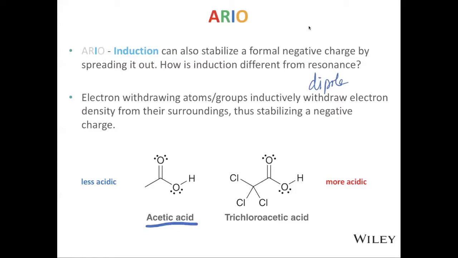However, if you also add these three electron withdrawing groups, we're going to also have some inductive effect where we're going to pull the electron density away from the developing negative charge on the conjugate base, in addition to having it delocalized in resonance. So anything that has an electron withdrawing group.